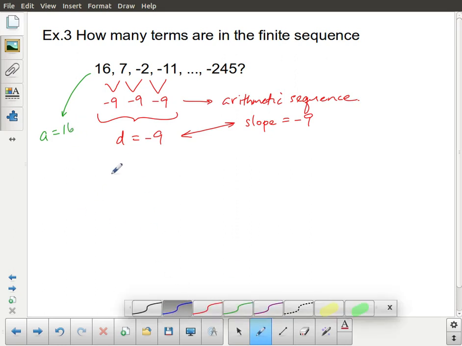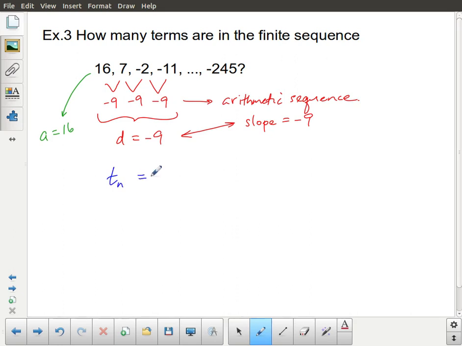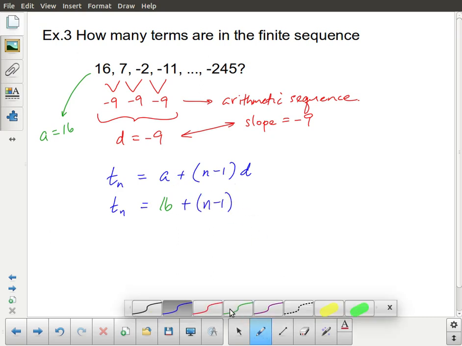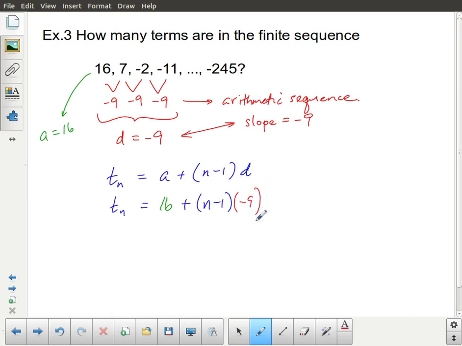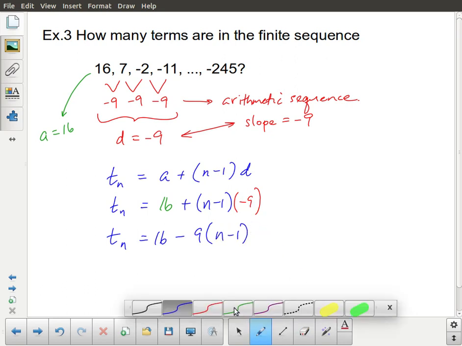So if we take those things and put them into our general equation, which says a plus n minus 1 times the common difference, instead of a, I'm going to replace that with the value 16, which is my starting value, plus n minus 1, and instead of d, I'm going to use the common difference, which is negative 9. So now I've got my generic term, Tn equals 16 plus, and at this point you might rearrange this. You might write this as 16 minus 9 times n minus 1, and that would be fine.